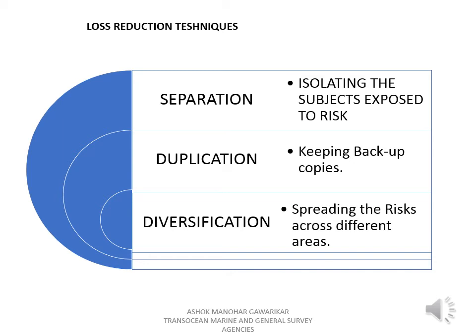So there are different separation techniques. It is isolating the subjects of exposed risk. I am not keeping all the eggs in one basket. I am trying to isolate the subjects exposed to the same risk. Say, for example, I have a stock. I will keep my inventories in such a way that they are spread over a couple of places. They are separated by blocks. They may be on the first floor, second floor, third floor, something like that. I will keep them away from, say, flammable material or dangerous medicines or gas cylinders. They will be kept separate.